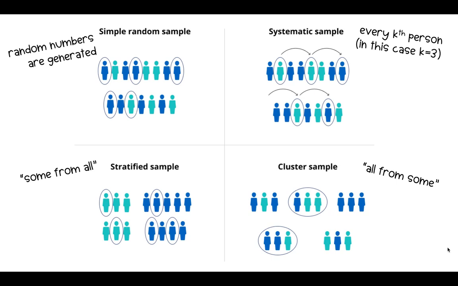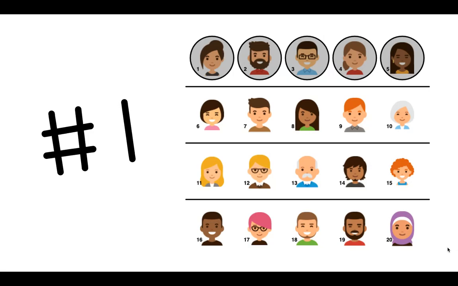Okay, so now let's practice with a couple of examples where you will have to identify which of these sampling methods were used. Okay, so remember your options are simple random, systematic, stratified, or cluster.